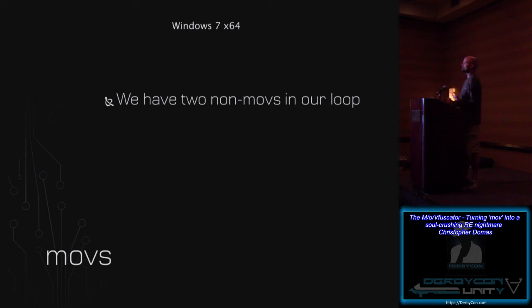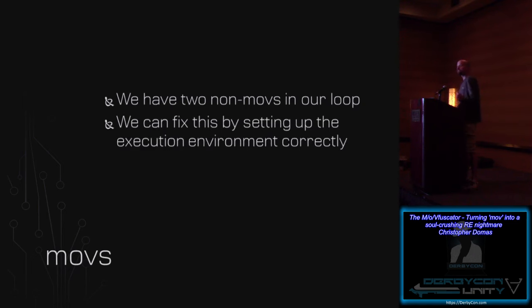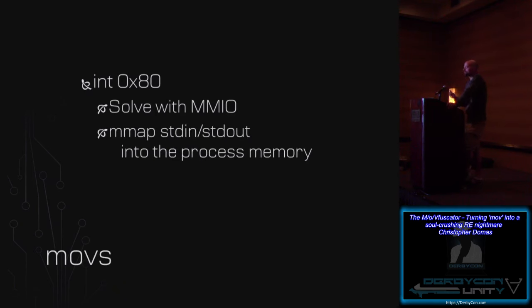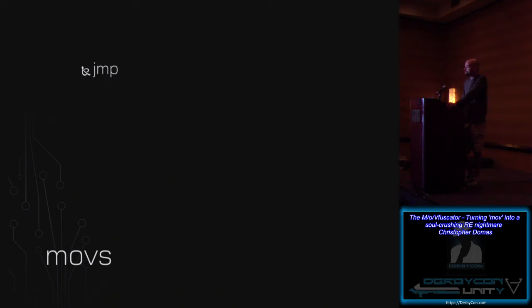So that doesn't violate the Turing completeness concept, but it still really bothered me that I had non-moves inside of this program. But it turns out that we can actually fix these things if we just set up our execution environment correctly. So getting rid of the int80 turns out to be actually pretty easy. We can do that with memory mapped I/O. By mapping the standard input and standard output streams into our process's memory, we can then access standard in and standard out just through move instructions. So we can use move for I/O after we map those streams into our memory. So int80 is an easy one to get rid of.